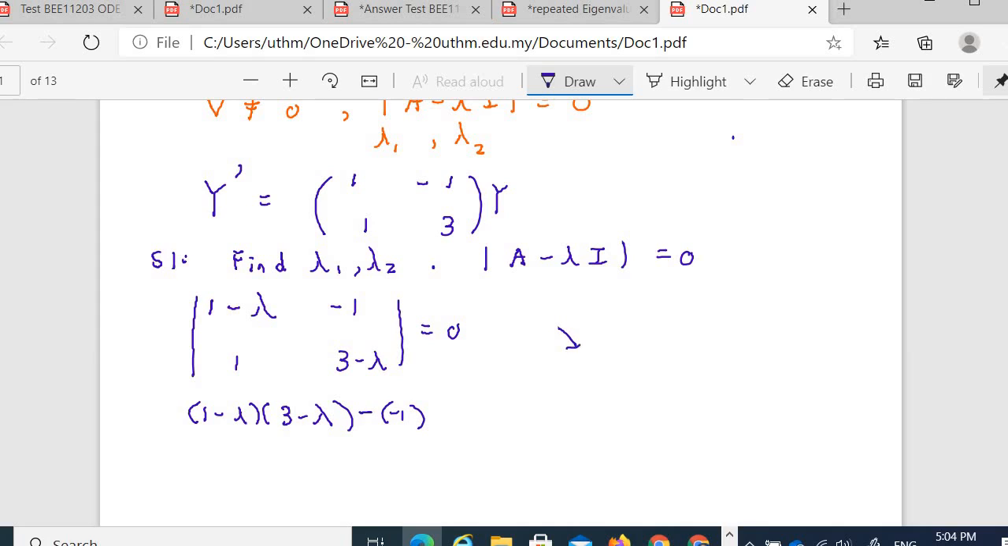Remember how you calculate the determinant: the product of the main diagonal minus the product of the other diagonal. So be careful of your sign here: minus with negative 1 equal to 0. Then expand it carefully, because if you do it carelessly, it will affect your lambda 1, lambda 2, and so your v1, v2. So you should have 3 minus lambda minus 3 lambda plus lambda squared plus 1 equal to 0.